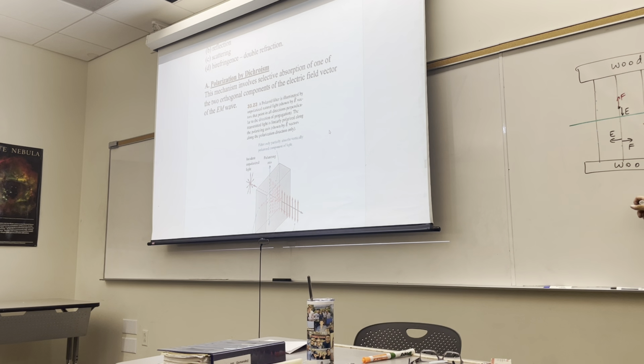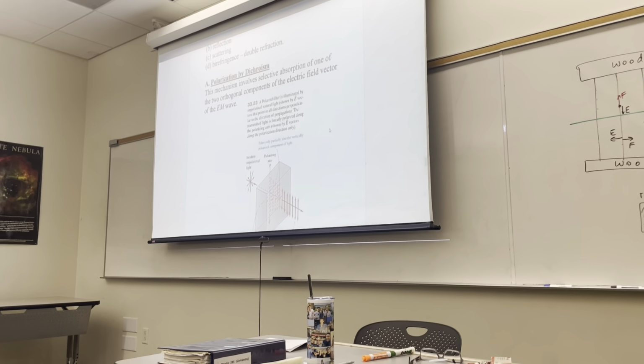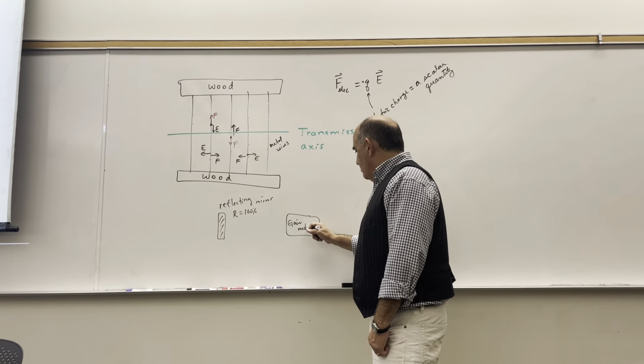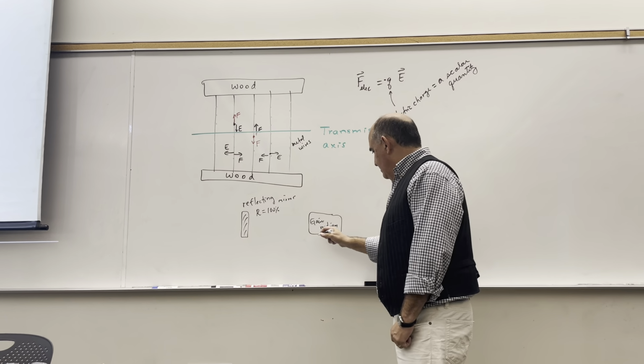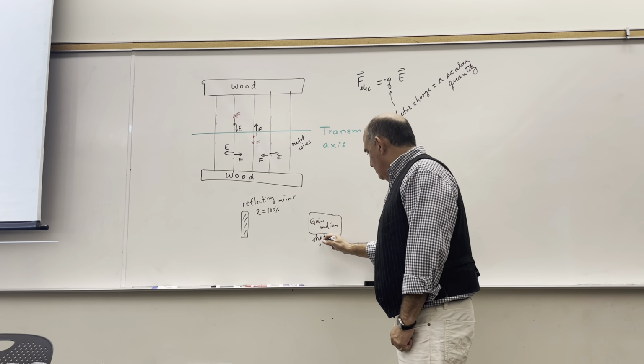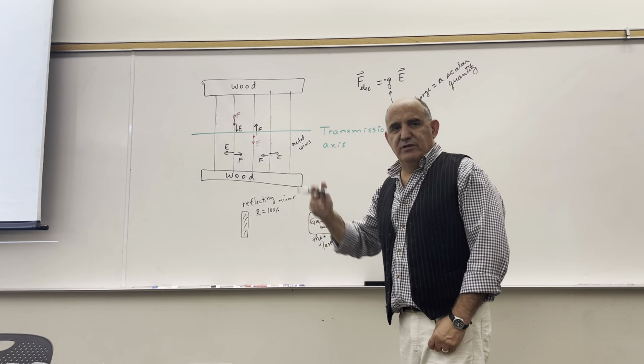in lasers, for example, all lasers have a reflecting mirror. Usually they reflect about 100% of the light that hits it. It's a chunk of glass. You have what's called a gain medium. A gain medium. That's the thing that lases. We'll talk about lasers later on in the course.